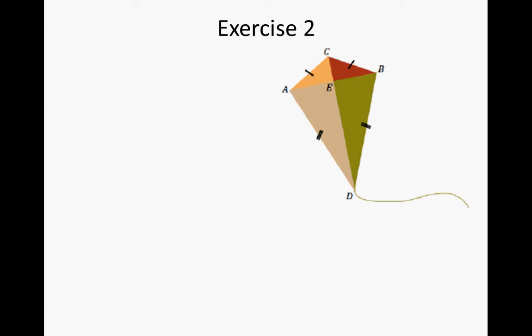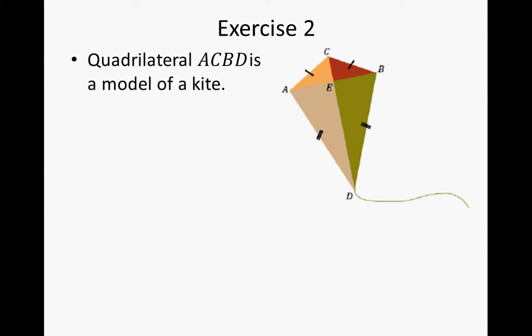All right, the next exercise, you'll see you have a kite on your paper. So the quadrilateral ACBD is a model of a kite. And again, I'm highlighting AC is equal to CB. And again, if you miss it, back up the video and watch it again. And also AD is going to be equal to BD. So I've got that highlighted in red. You also notice that the tick marks, the single and double tick marks, indicate that the sides are equal also.